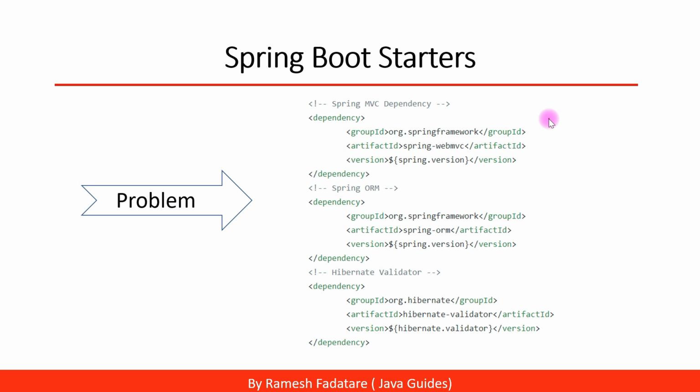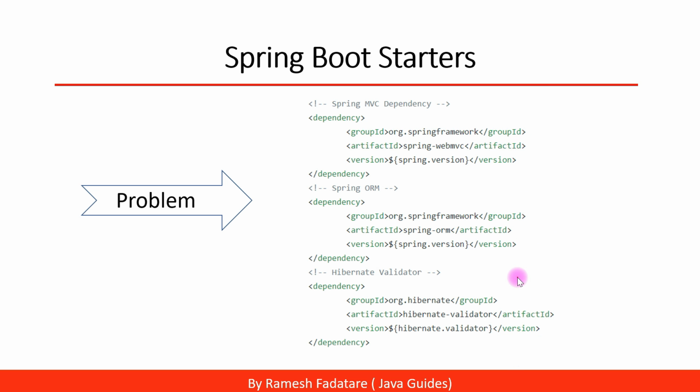Okay, so when we develop Spring based applications, we need to maintain a lot of configuration and a lot of dependencies, right? So managing the dependencies in a complex Spring based application is really hard. For example, look at here. These are the dependencies. Whenever we develop a Spring MVC application, we need to add these three dependencies, right? Spring Web MVC, Spring ORM, and Hibernate Validator for form validation, and this is only a simple Spring MVC development setup.